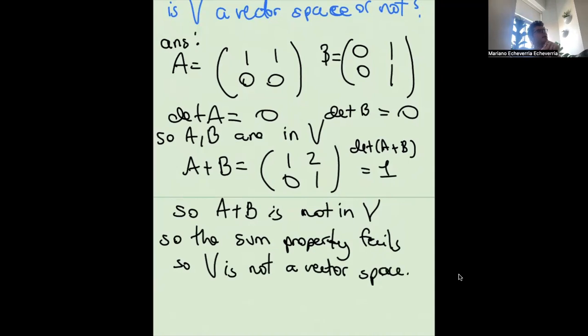Is that making sense? So again, checking if something is a vector space is checking the sum property and the rescaling property.